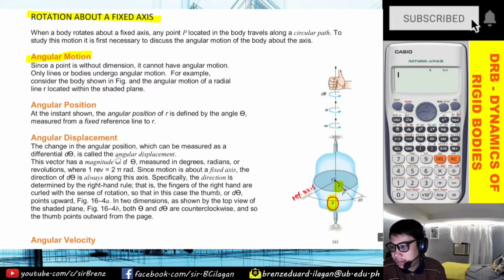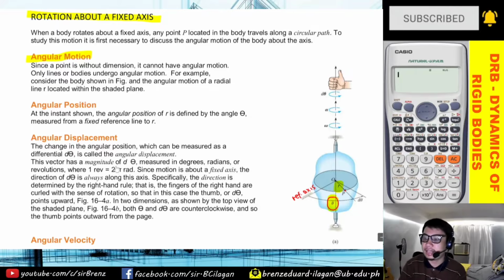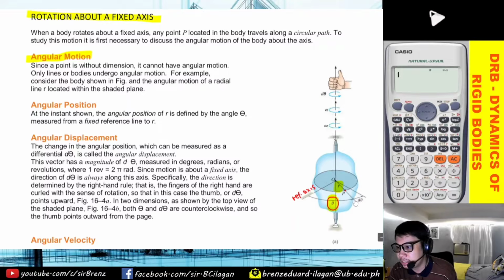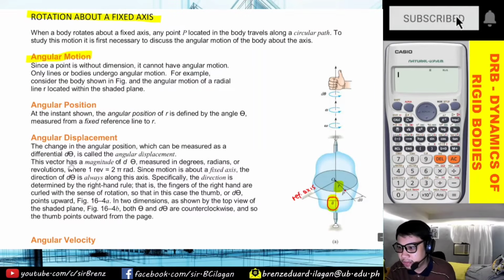So, the change in the angular position, which can be measured as a differential d theta, is called the angular displacement. Okay, so this is the rate of change of theta, and normally this is called the angular displacement. So, this vector has a magnitude of d theta. So, it's either, ito nga, this is measured in degrees.